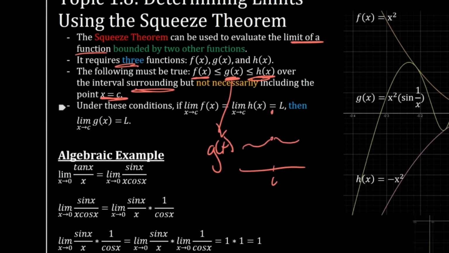If this is true, under these conditions, if the limit of the bottom function at a point is equal to the limit of the top function at a point, they're equal to the same thing, right? Then the limit of the middle function is equal to that same value.